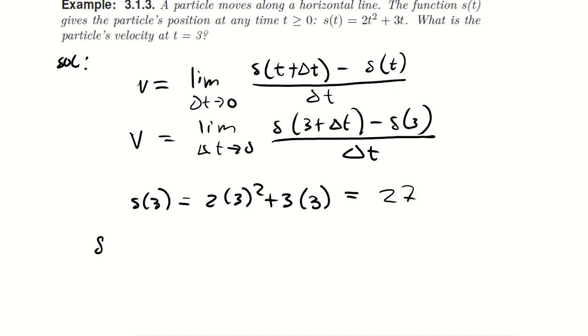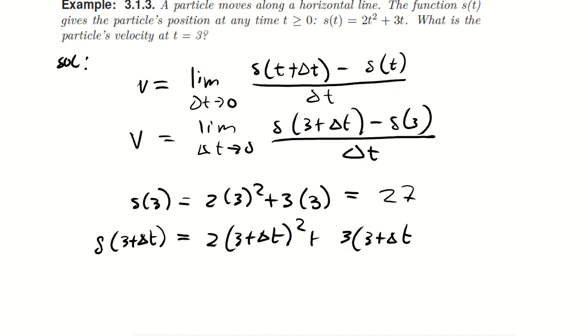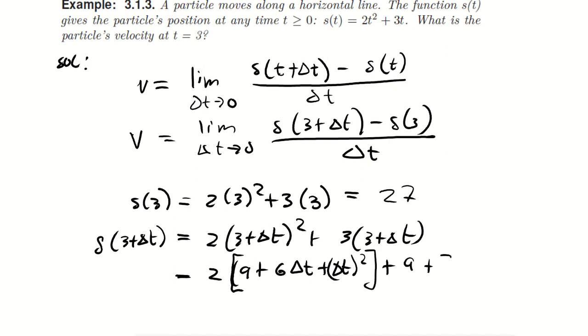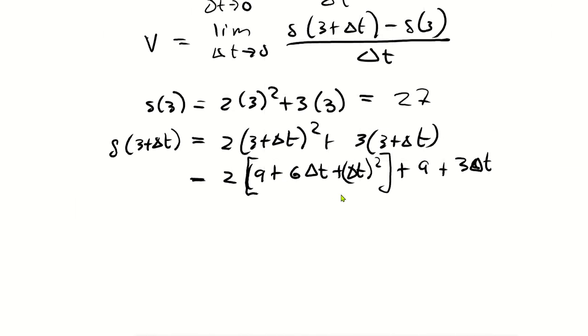For s of 3 plus delta t, this is equal to 2 times (3 plus delta t) squared plus 3 times (3 plus delta t). Now expand this one, so this is 2 times 3 squared, 9, plus 2 times 3, 6 delta t, plus delta t squared, plus 9 plus 3 delta t. So that is s of 3 plus delta t.